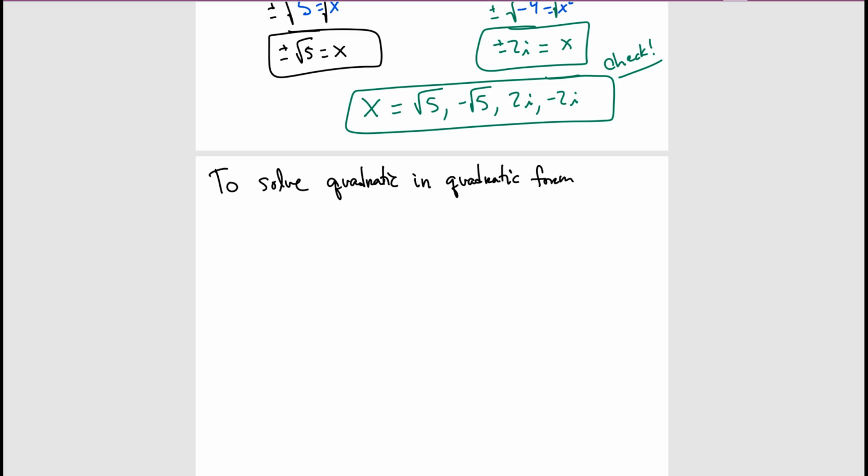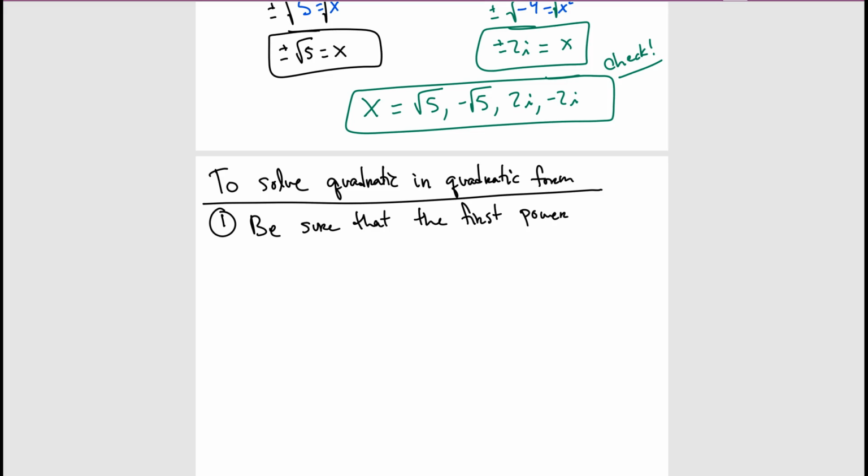Okay, so the first thing that you want to look at is, be sure that the first power is twice the middle power. Okay, so that's the first thing that you want to do.